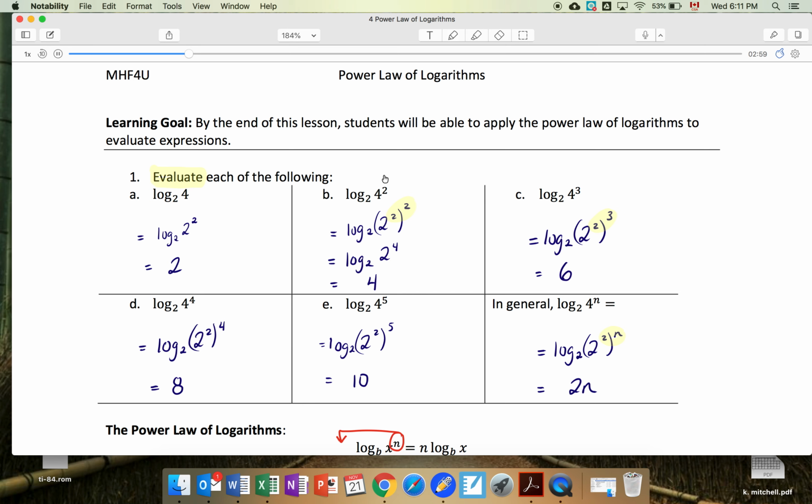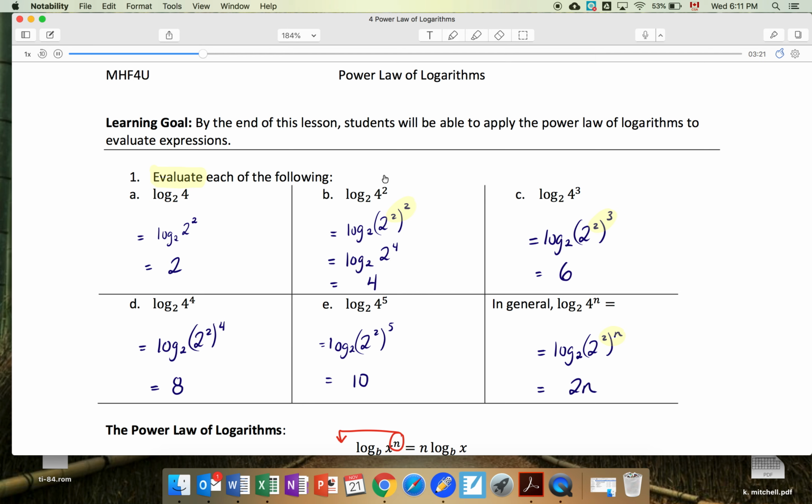So, and then what do we have underneath? We're just saying, okay, the base has to be positive. We already knew that. The base can't equal 0. We already knew that. And now we're saying, okay, x has to be positive. So whatever you're taking the logarithm of is going to be positive. And our exponent, n, is a real number. Okay, so we're not going to be working with any imaginary numbers in this unit.